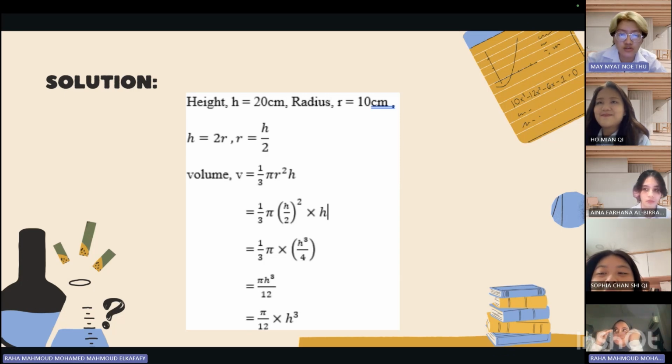And after that, I'm going to find the volume of the cone from the equation, one third pi r squared h. And then I'm going to substitute with h by 2 and solve it, and I got pi by 12 times h cubed.